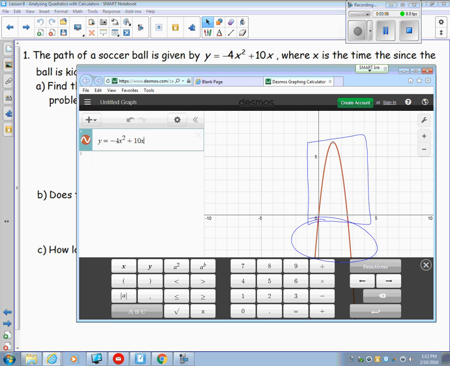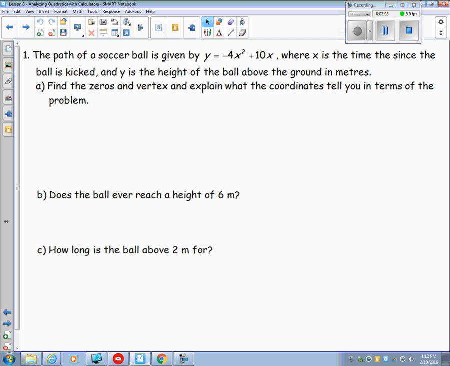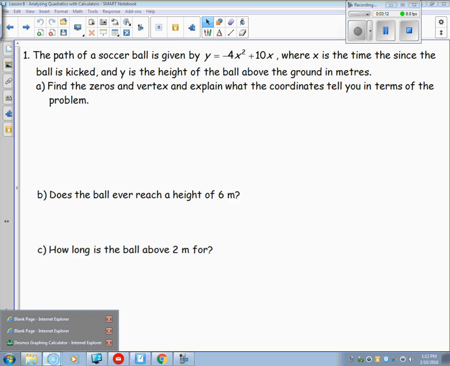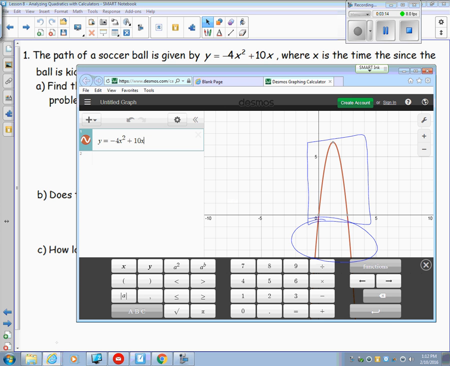Okay, so I want to answer some questions about this based on that equation. Find the zeros and vertex and explain what the coordinates tell you in terms of the problem. So if I go to that graphing calculator, the nice thing with this one is, I don't know if you noticed, but there's some gray spots that show up.